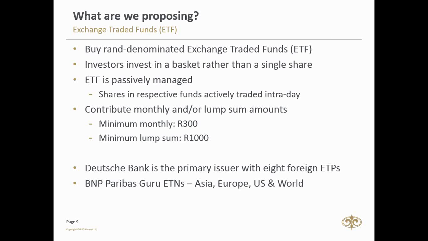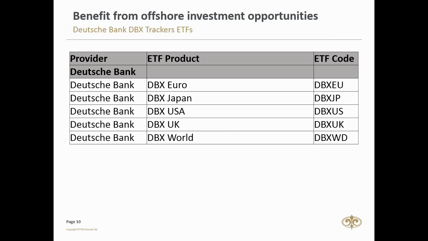So exchange traded products, the umbrella term for ETFs and ETNs. And then BNP Paribas, they've got what they call Gurus. They've got ETNs, exchange traded notes, and you have exposure to Asia, Europe, the US, and world. On the next slide, you'll see in more detail. Yes, Deutsche Bank, for example, DBX Tracker, DBX Euro, DBX Japan, USA, things like that. There are the share codes, so you can look into more detail.